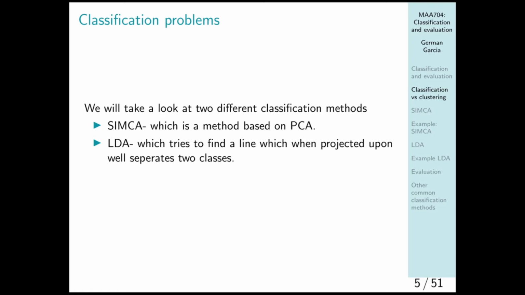And so today we're going to take a look at two different classification methods, Simca, which is a method based on principal component analysis, and LDA, in which linear discriminant means that we want to find a line such that when we project the data, it separates the two classes.